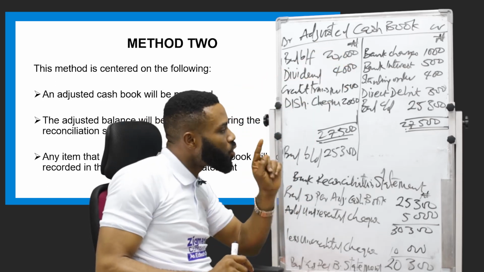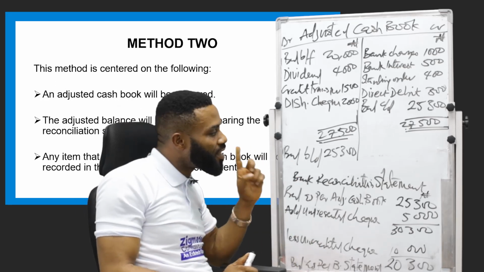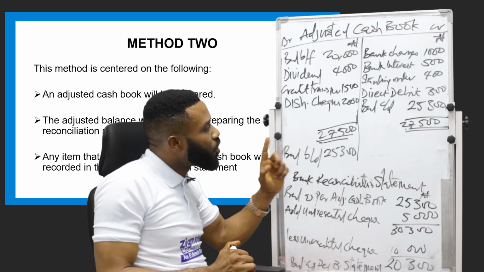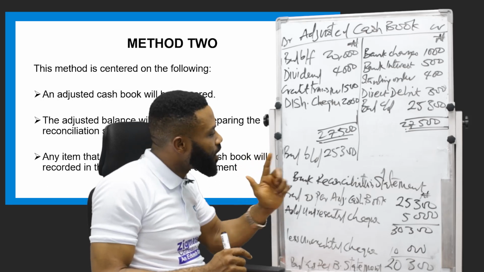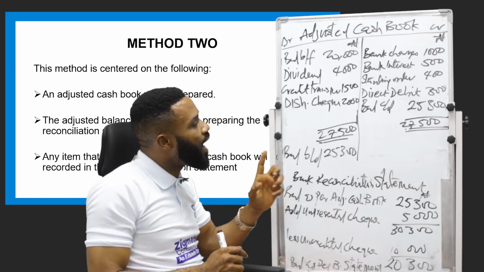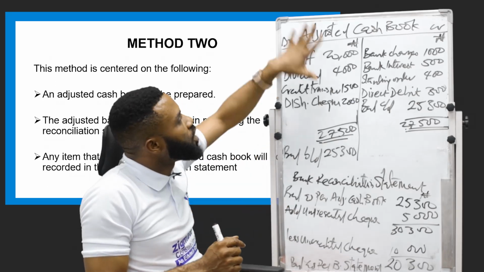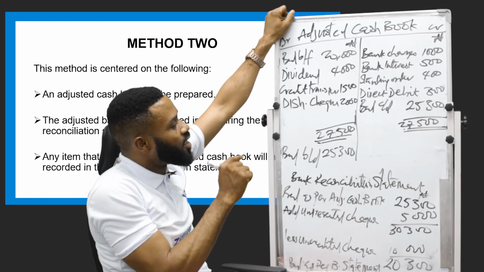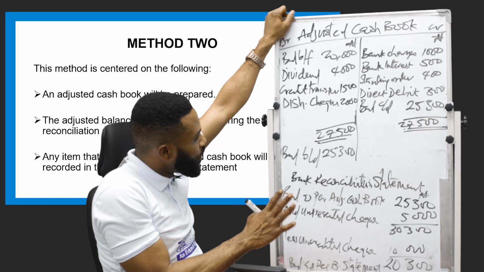Now, I want to drop my recommendation. Whenever you are asked to prepare a bank reconciliation statement and you are not given the specification, the examiner didn't spell out whether to use method 1 or method 2, please use this particular method. This is the method that is in vogue. This is the method that is very, very clear to the profession now.